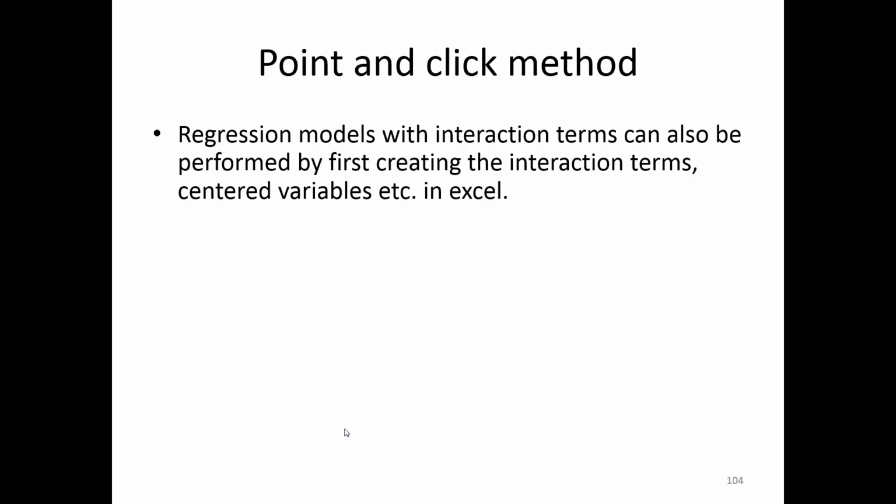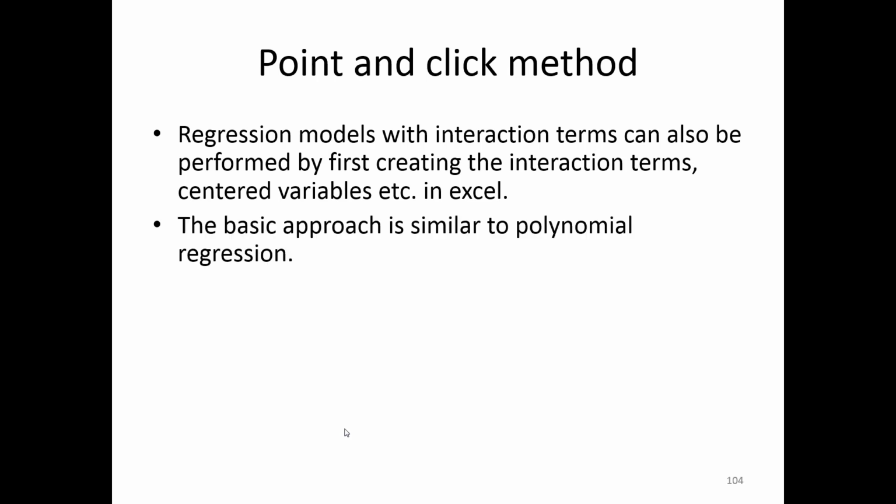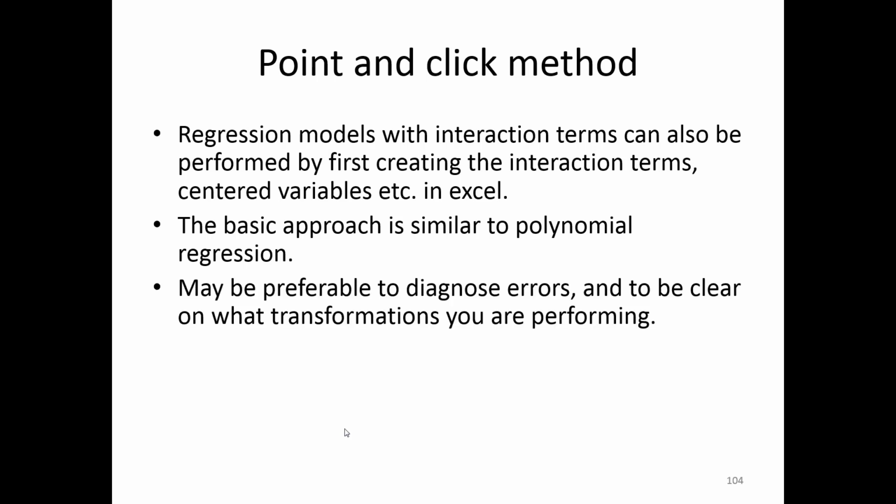Regression models with these interaction terms can also be performed by first creating the interaction terms and then the centered variables, things like that in Excel. For several years I used that approach. This basic approach is similar to polynomial regression. I think it could be preferable, particularly if you're starting out, to do some of this in Excel to diagnose errors and be clear on what transformations you're performing. Of course, the flip side is you might just want to do everything in a script, like in R, because then you can go back and see where you made the mistakes. It might be harder to spot mistakes in R, but it might be harder to really know you are making a mistake in Excel, because you can't see the formulas as clearly as you can in R to make sure everything conceptually lines up.